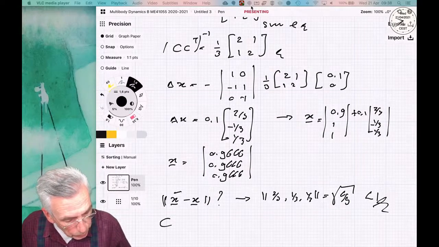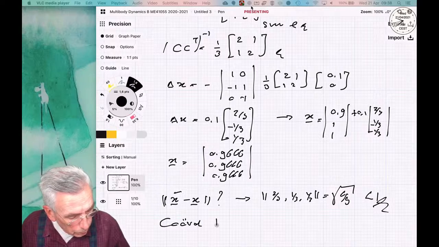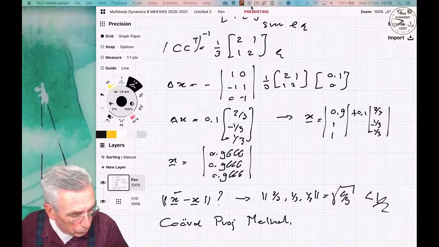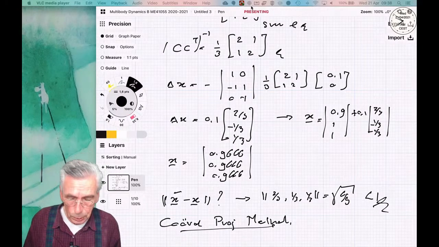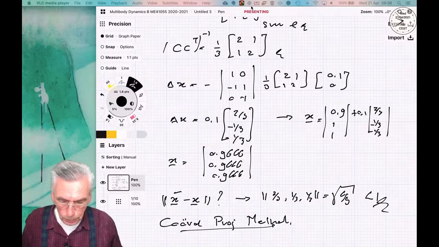So we call this the coordinate projection method. And look it up in the book. You have to do that, of course, not only on the coordinates, but also on the speeds, but for the speeds it's actually super simple.